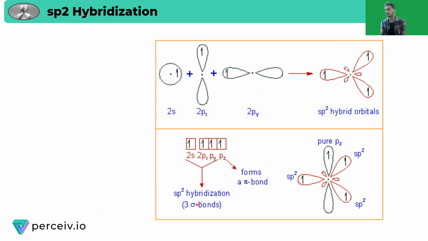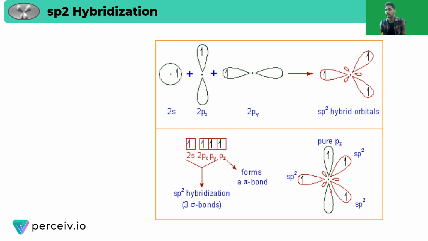In sp2 hybridization, three single bonds will be there, that are sigma bonds. So 2s has one electron, 2px one electron, 2py one electron, 2pz one electron. But out of that, only 2s, 2px, and 2py combine because they have the same energy. 2pz does not take part in the hybridization, so it forms a pi bond. So this is sp2 hybridization. They undergo hybridization, but that pz does not have the same energy. That's why it forms a pure pi bond. That pure pz is shown in black color.